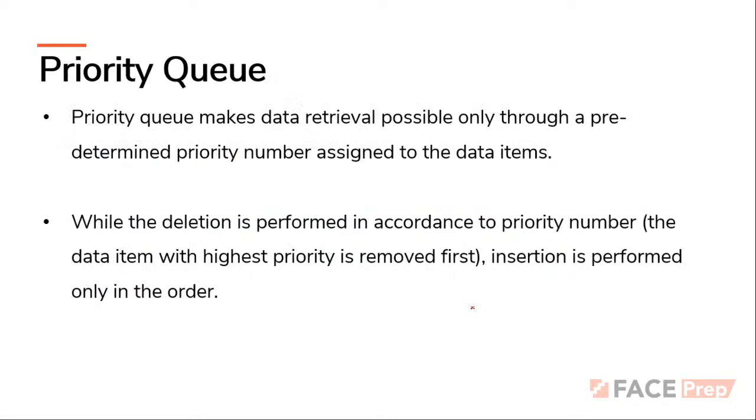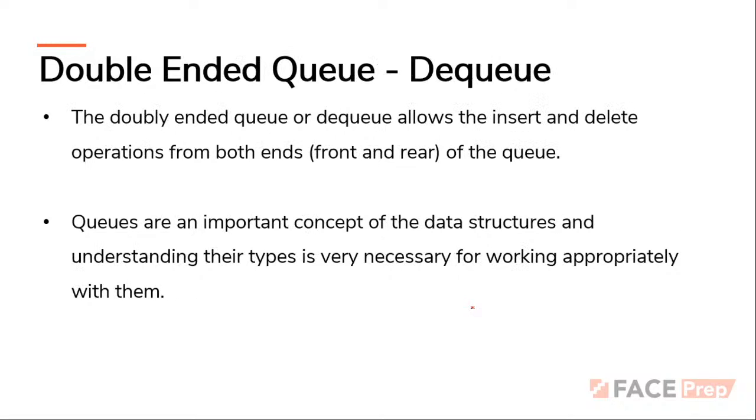Next, I'll move on to one more concept, which is called Dequeue, the double-ended queue. What is the meaning of double-ended queue? Double-ended queue or Dequeue allows insertion and deletion operations from both ends. In the normal queue, insertion happens at one end and deletion happens at the other end. That is what we have seen. But in a double-ended queue, insertion and deletion can happen at both ends.